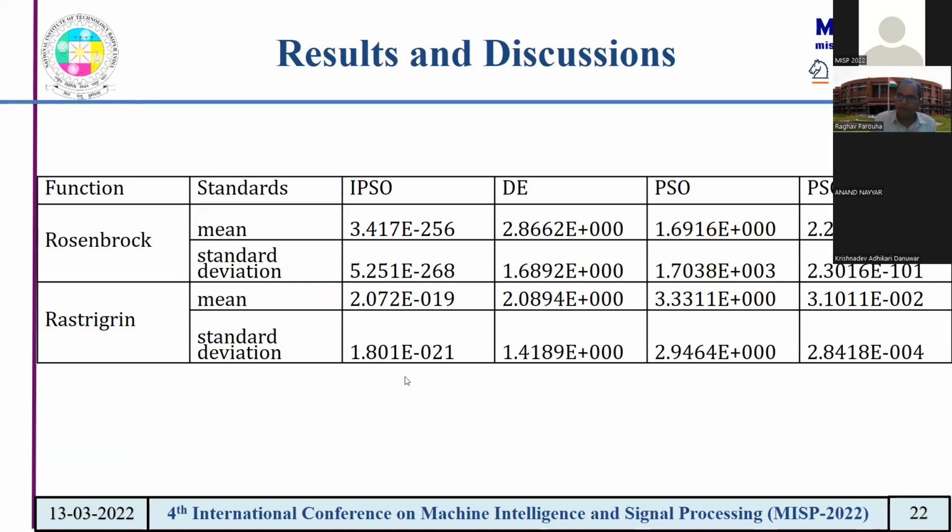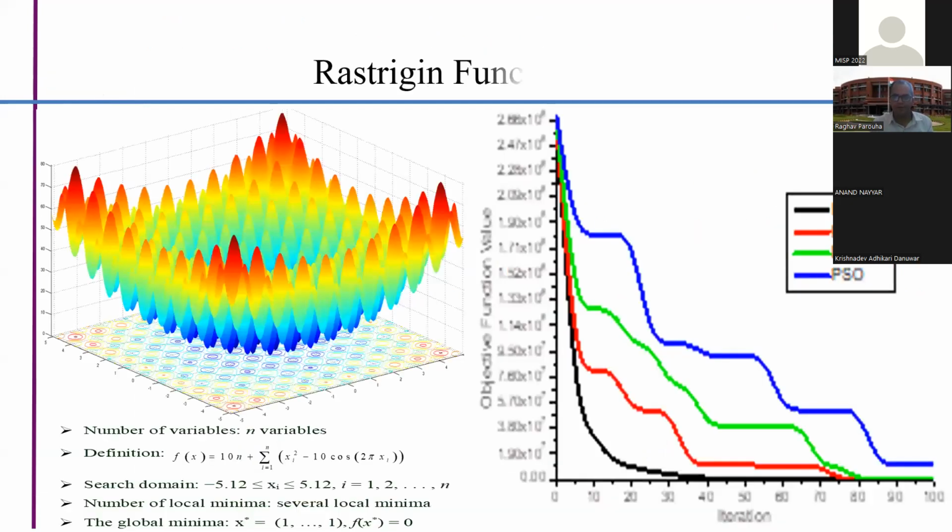Some results are discussed. We compared this algorithm with basic DE, basic PSO, and one hybrid version of PSO and DE. This is the hybrid, and this is the improved version of particle swarm optimization, IPSO, our proposed algorithm. We think we got better results in comparison to the others. And this is a graphical representation, a convergence graph. We take one initial seed population, code all the algorithms, and run them on the same population.